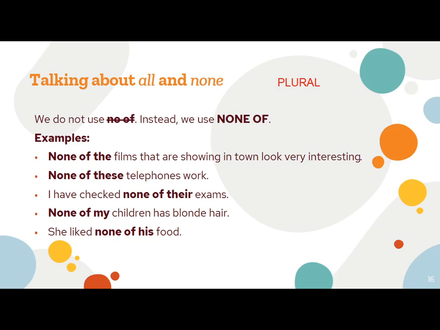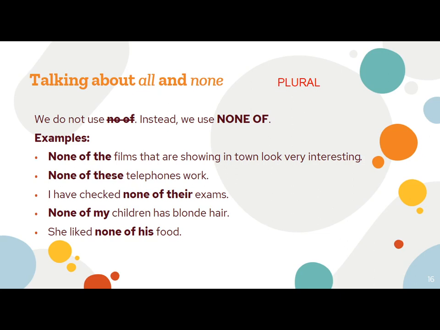So you're using "of" again when you want to refer to something more specific. So you better use a determiner after it. You cannot say "none of telephones." No, you can say better "no telephones work." You can say "I have checked none of their exams," or you can say "I have checked no exams."